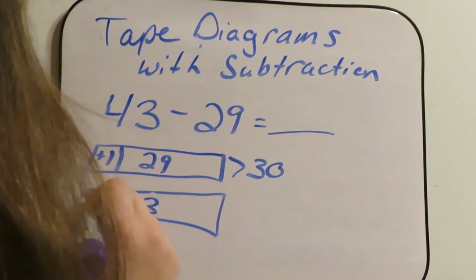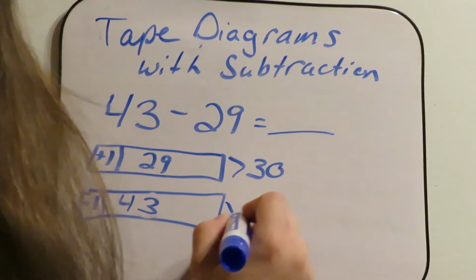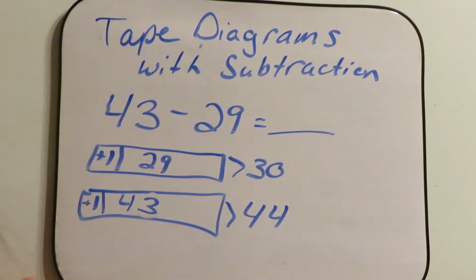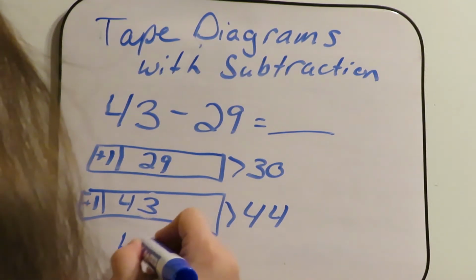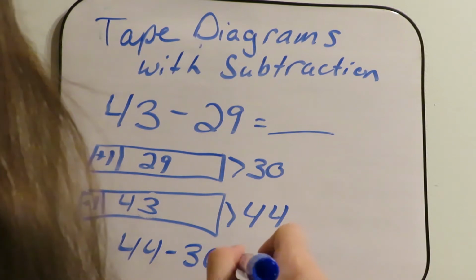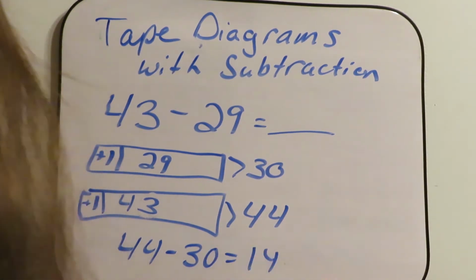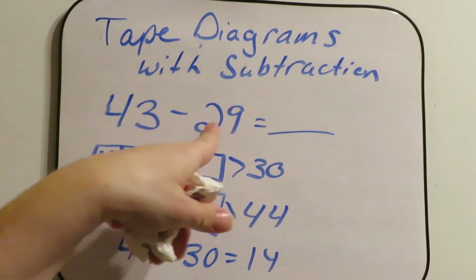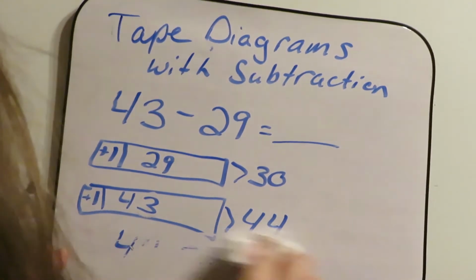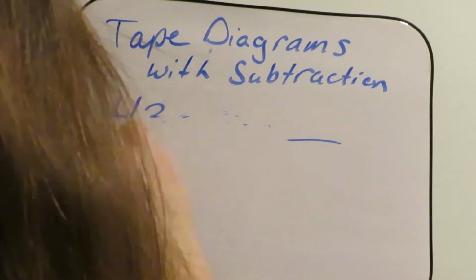Forty-three plus 1 is 44. And then we have a new and easier math problem. 44 minus 30 equals 14. Same answer as this, but this makes it easier for some children, according to scientists or someone.